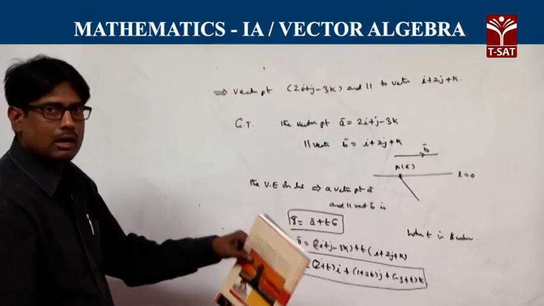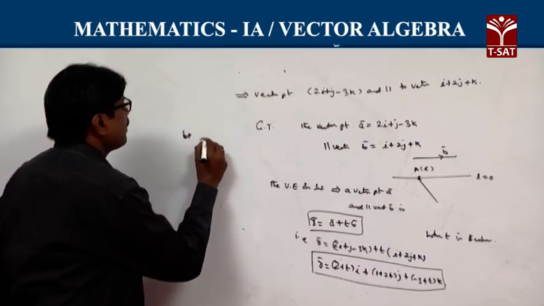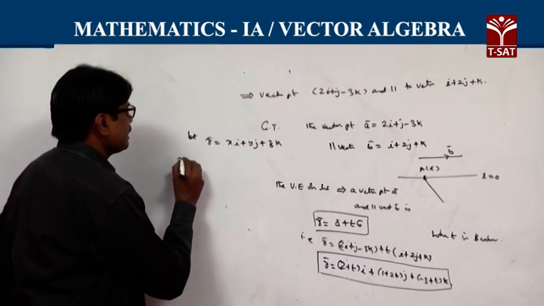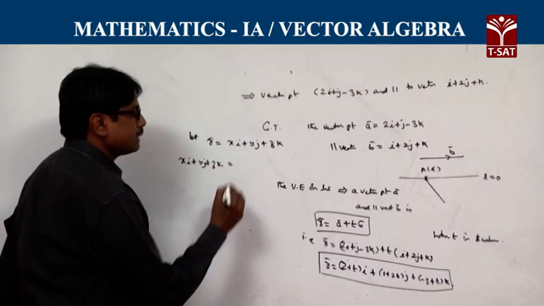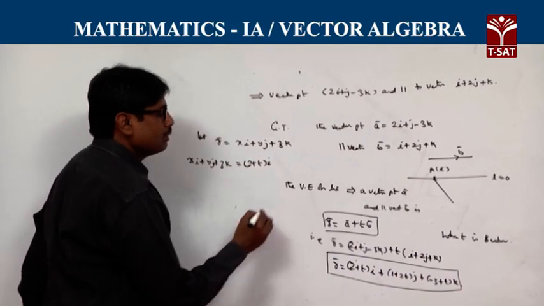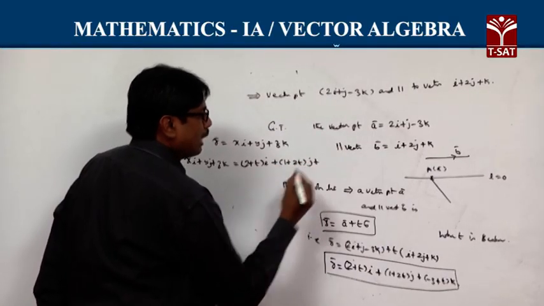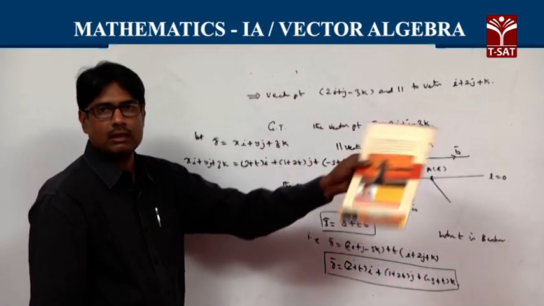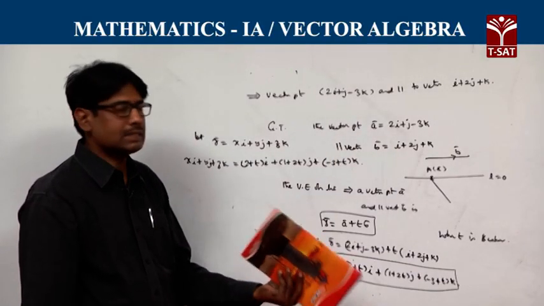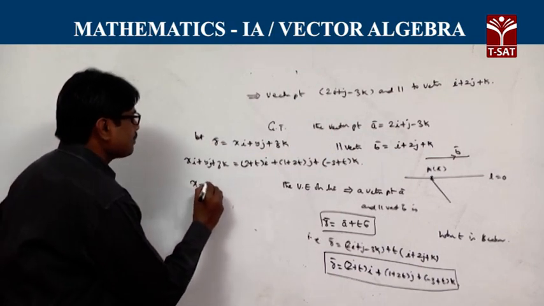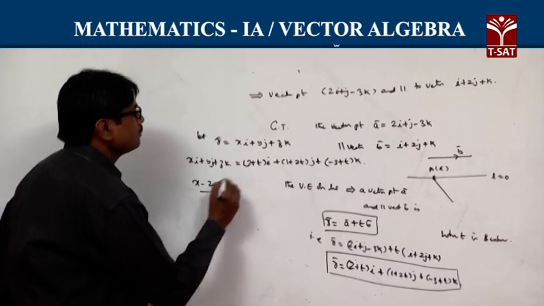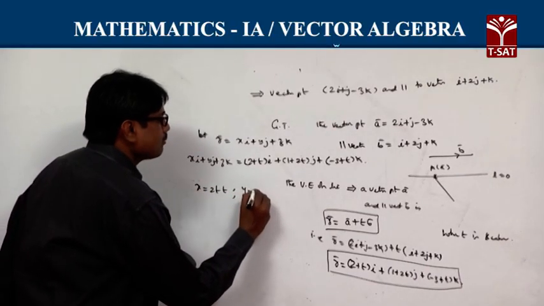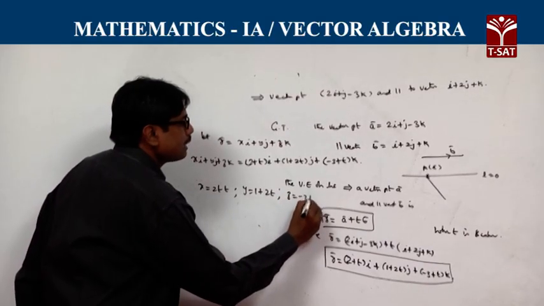To convert this above line into the Cartesian form, let r bar is equal to xi bar plus yj bar plus zk bar. The above line can be written as xi bar plus yj bar plus zk bar is equal to 2 plus t times of i bar, 1 plus 2t times of j bar and minus 3 plus t times of k bar. Earlier also we have discussed i, j, k are non-coplanar and they are linearly independent. If you equate component wise, you notice that x is equal to 2 plus t, y is equal to 1 plus 2t and z is equal to minus 3 plus t.